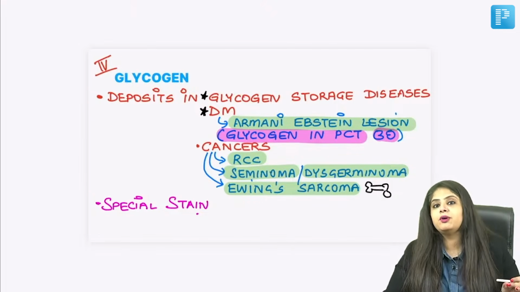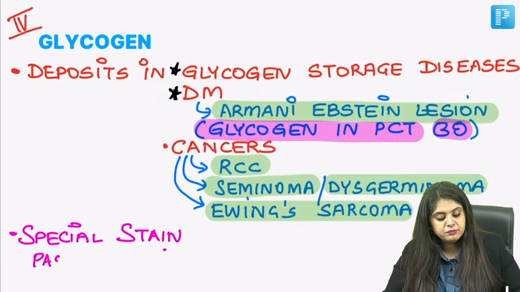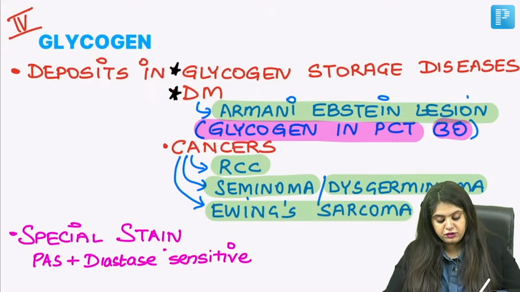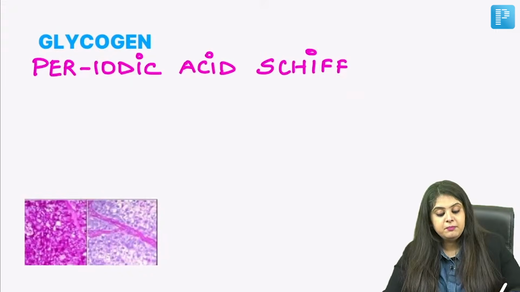For the time being, what you have to know is what is the special stain for glycogen. That is more important. And glycogen is going to be PAS positive, very tough, which I will simplify for you right now. It is PAS positive, diastase sensitive. What is the meaning of this? For that, you will first have to tell me what is the full form of PAS. PAS is known as, how do you read this?